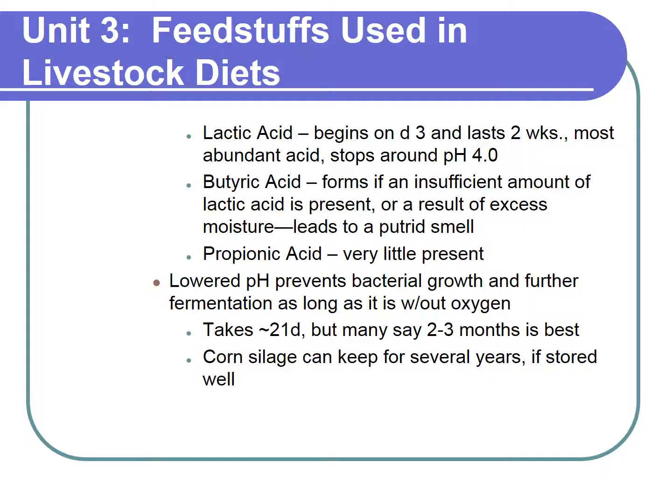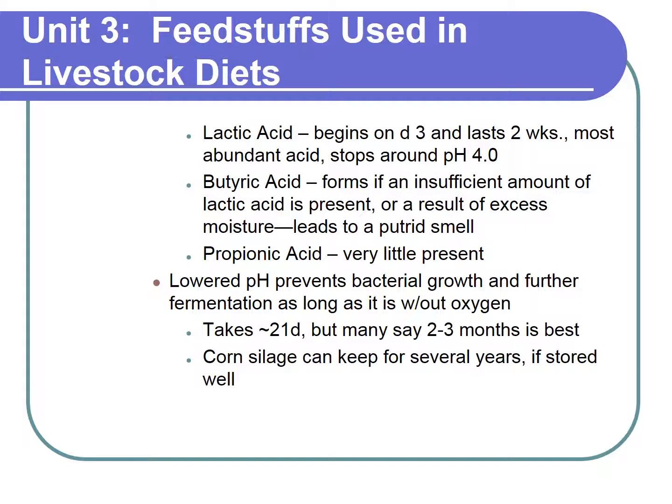Lactic acid then begins on about day 3, lasts about 2 weeks, and is the most abundant acid, and it will stabilize the pH at about 4. So most of your corn silage out there that's ensiled, if you tested it, would have a very acidic pH, much more so than you think.